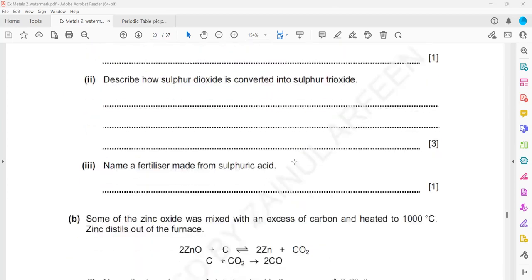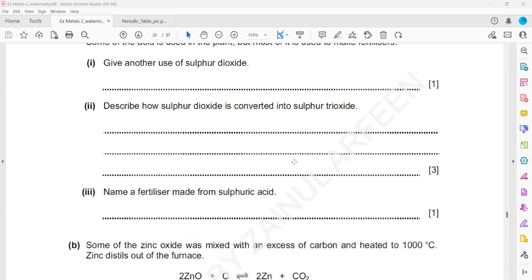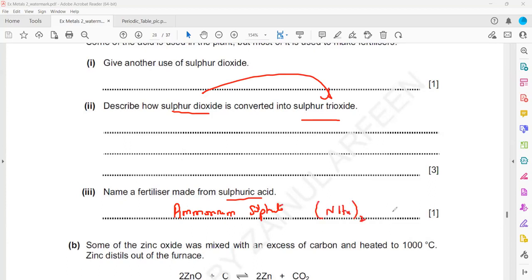Fertilizers are basically compounds which can provide nitrogen, NPK. Name a fertilizer made from sulfuric acid. Yes, you have to learn the conversion of sulfur dioxide to sulfur trioxide, but not the uses of sulfur dioxide. So we can produce ammonium sulfate, which will be (NH4)2SO4.